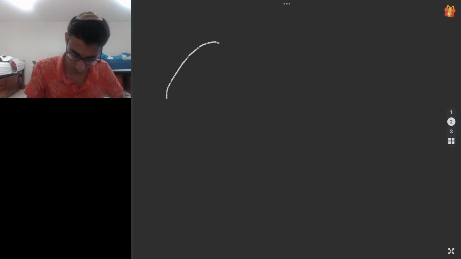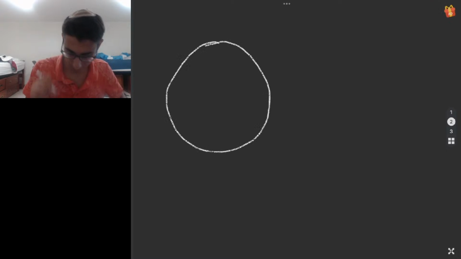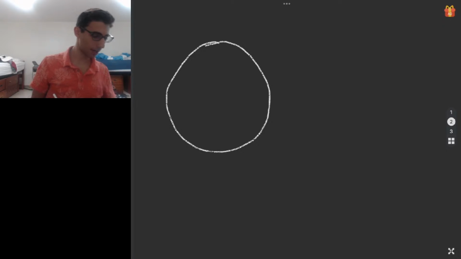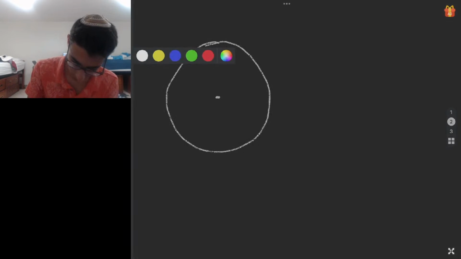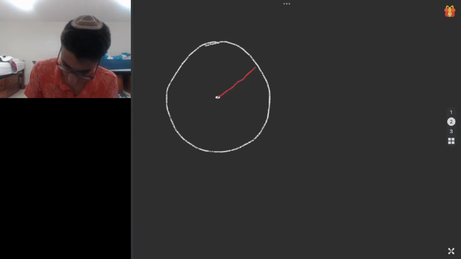I'm going to try and draw a better circle. Great, that's a fine circle. And the circle has a certain radius. So let's color this in red. This is the circle's radius, and the radius is r naught. We're going to call that r naught.